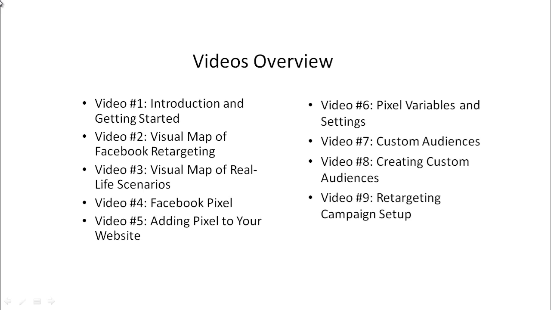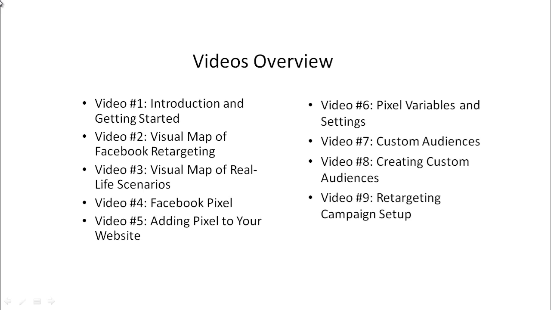Video number 3, we'll talk about the visual mind map of real life scenarios. By giving you some real life scenarios or real life examples, what this does is it enables your mind to start moving, start jogging with ideas so that you can pick and choose which one you want to go with, and that you begin to understand the whole process of Facebook retargeting. Number 4, we'll talk about the Facebook Pixel, what it is, why it's important, and how you can use it.